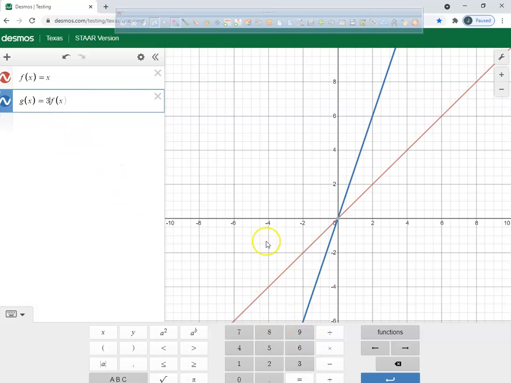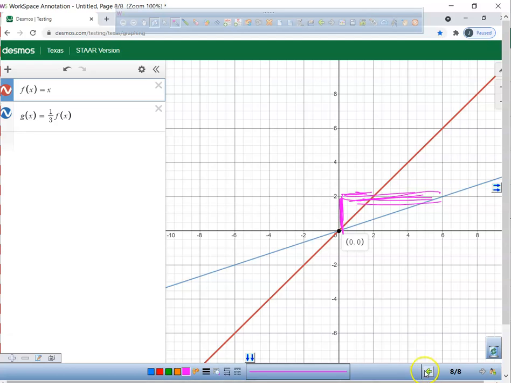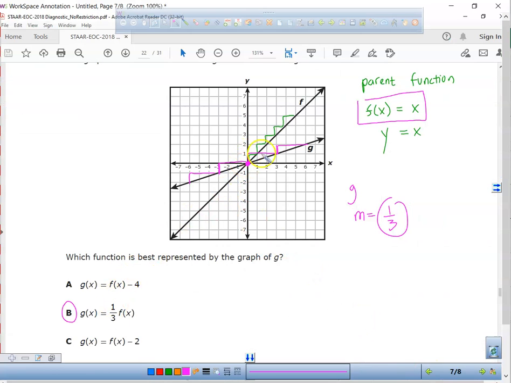It's steeper. So what does this slope have? This has a slope of 3, but what was the answer that we wanted? We wanted a slope of what? 1/3. Okay? So this just shifts it down, this shifts it down, this changes the slope, and that's the slope that we were looking for. That's why it was answer choice B.